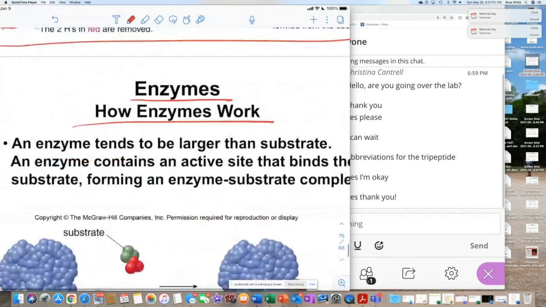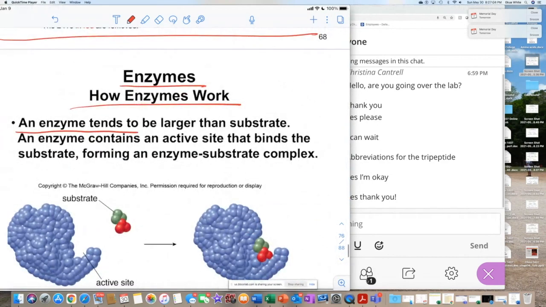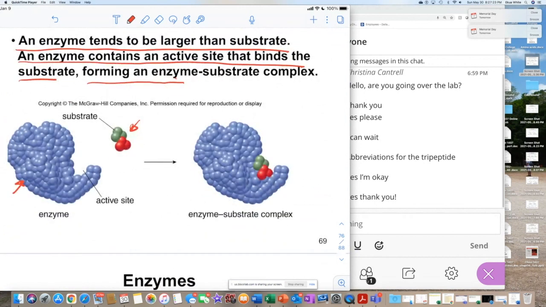Okay, so moving on to how enzymes work. Enzymes tend to be larger than the substrate. So right here is the enzyme and here's the substrate. An enzyme contains an active site that binds the substrate, forming a complex between the enzyme and the substrate called the enzyme-substrate complex. So the enzyme is kind of like a host. It's an avenue. And then the substrate is drawn to the enzyme. And when it binds to it, the enzyme has an active site that binds to the substrate.